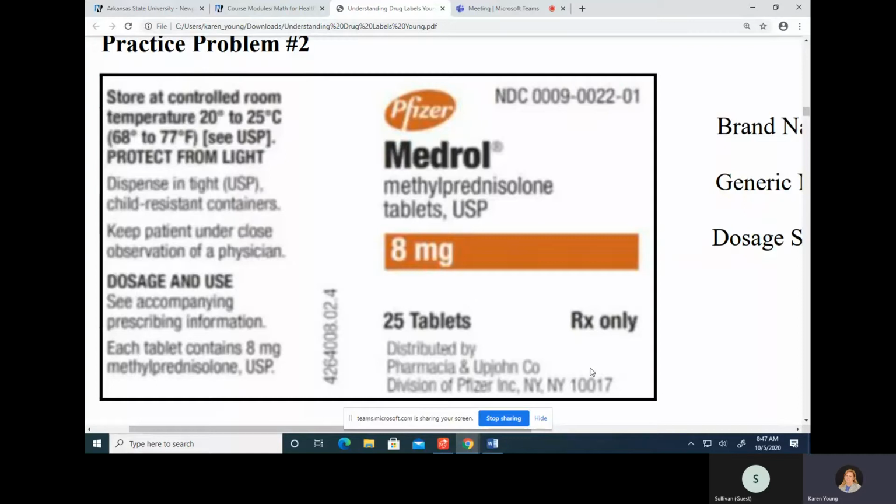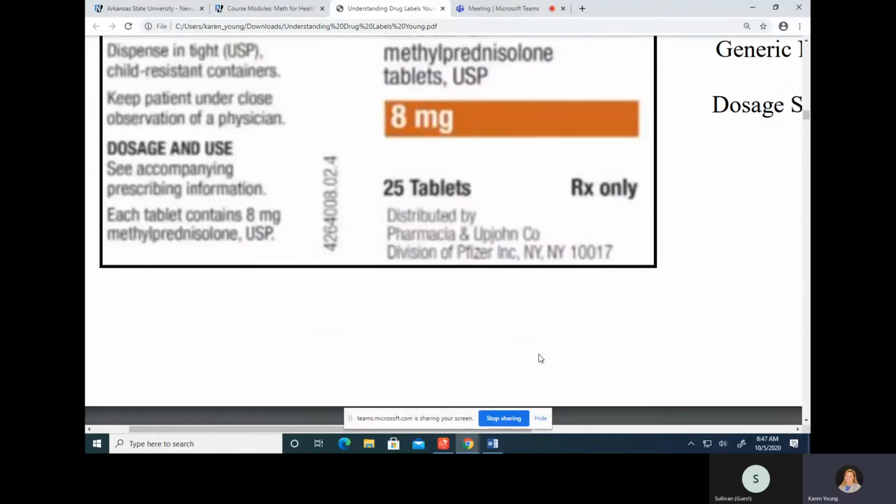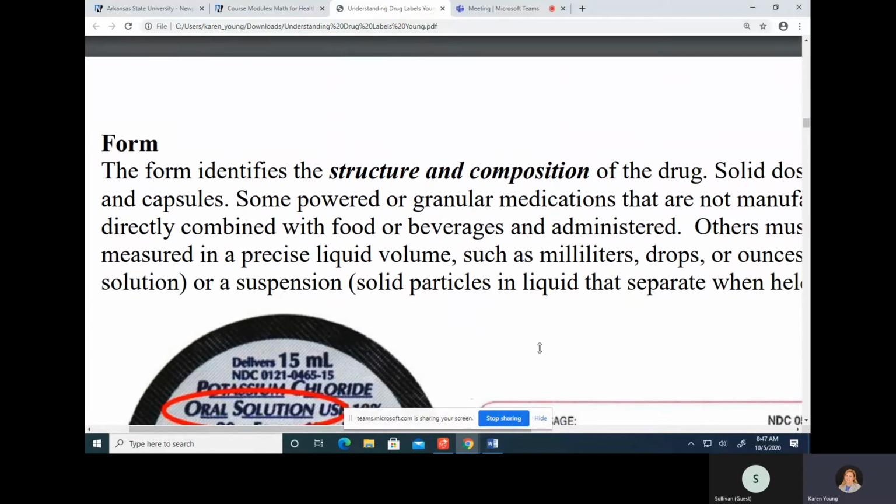And what's our generic name? Methylprednisolone, yeah. And what's our dosage strength? 8 milligrams. What's our form? Tablets. The form identifies the structure and the composition.